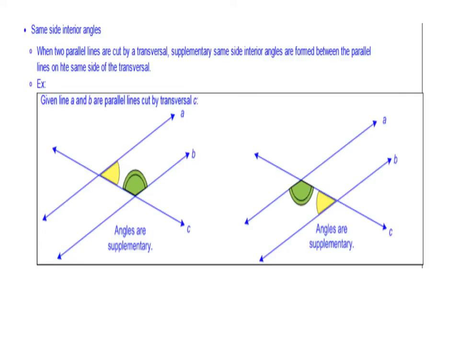So what we're saying is, if these two measure 180 degrees, then these two measure 180 degrees. Same side of the transversal, inside of the parallel lines.